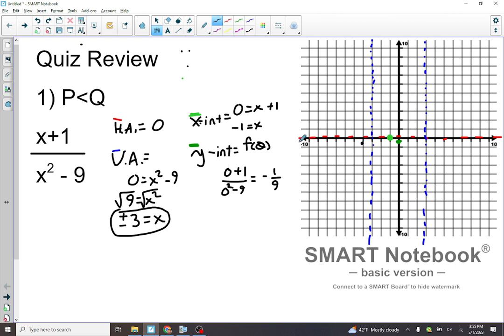How do you do this without a calculator? You would just have to actually plug -4 into the equation and do the math. Where would you get -4? You need to pick something left of the blue line here.